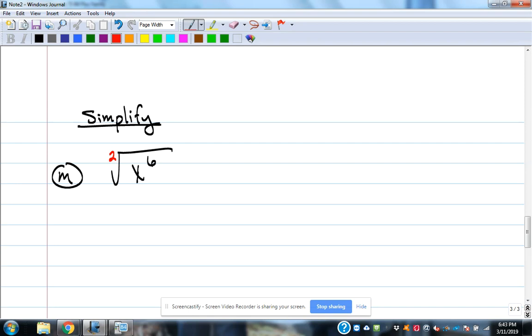So when we simplify this, we look at that and say, okay, well, that's x to the 6th to the 1/2 power, right? Or maybe a little better way would be x to the 6 over 2. That's kind of like what we were just doing. And 6 over 2 reduces to be x to the 3rd power. Now, here's where we've got to be careful.